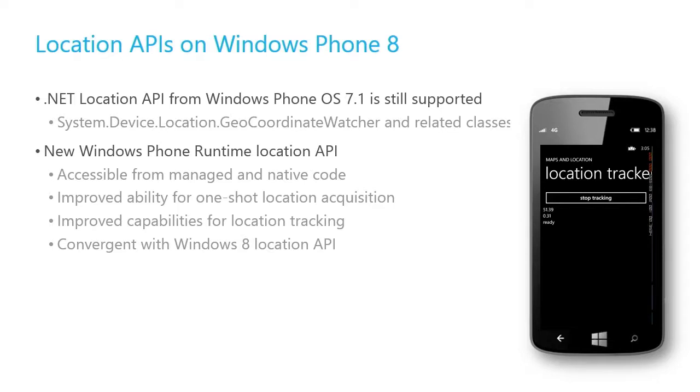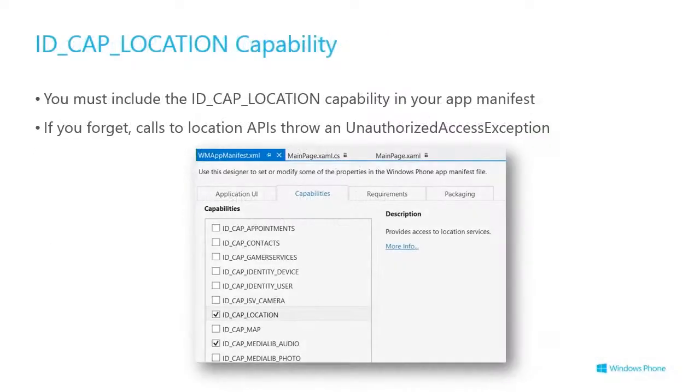Improved ability for just getting your current location. That was kind of tricky with the GeoCoordinateWatcher. You just wanted to find out where you were, but you had to start up a GeoCoordinateWatcher, start catching position changed events, and try to check that the positions you were getting sent weren't stale and cached, and then try to get the location. It wasn't that easy. So there is now a method to get the one-shot location in the API. And we've got improved capabilities for location tracking. You need to check the ID_CAP_LOCATION capability to use this. If you call one of those APIs without it, you're going to get an unauthorized access exception.